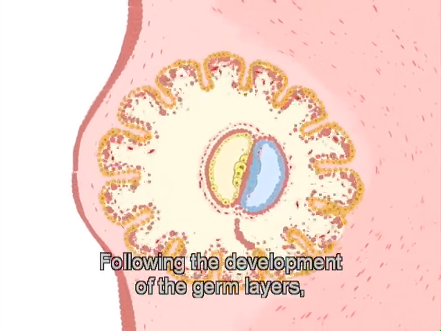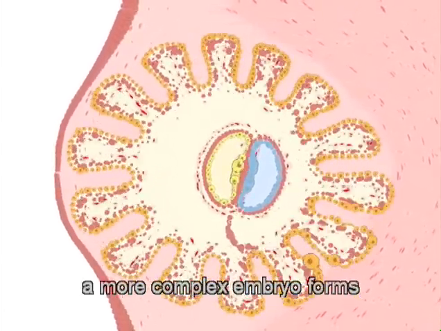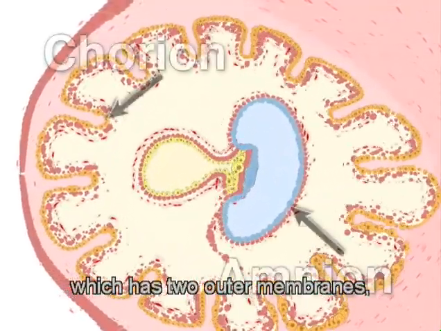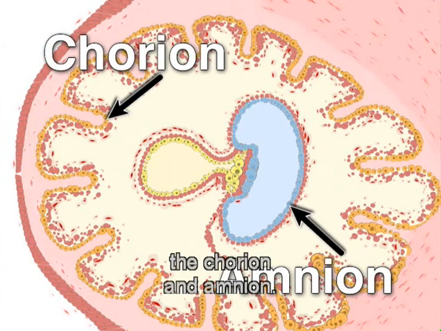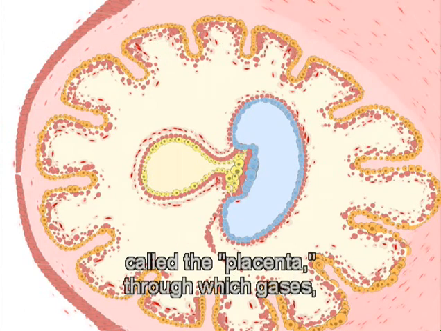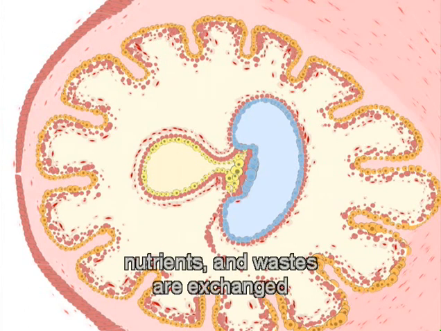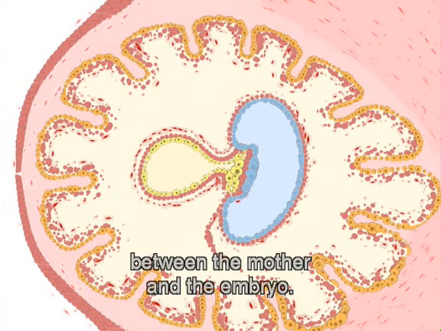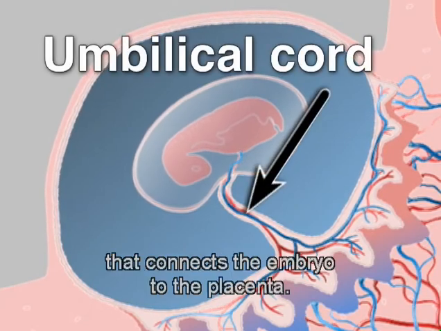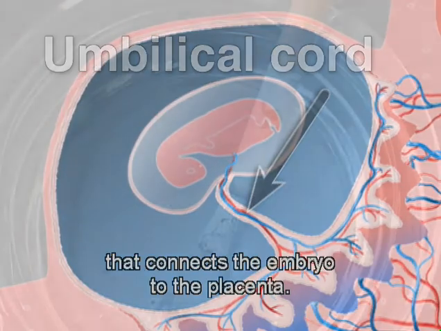Following the development of the germ layers, a more complex embryo forms, which has 2 outer membranes, the chorion and amnion. The chorion contributes to an important structure called the placenta, through which gases, nutrients, and wastes are exchanged between the mother and the embryo. The umbilical cord is a tube that connects the embryo to the placenta.